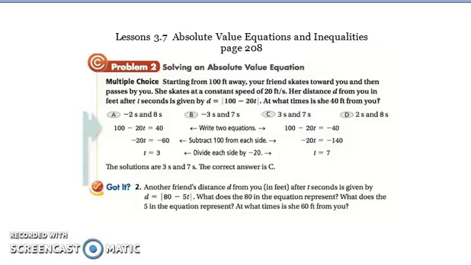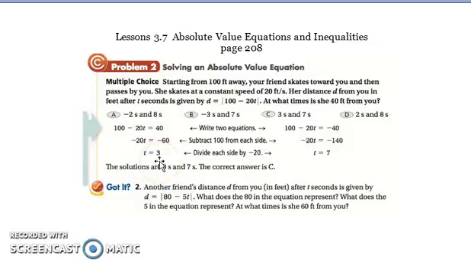Here they're giving you an equation, d equals 100 minus 20t, and then it says at what time her distance is d, so it says at what time is she 40 feet from you. So 40 is your distance, so we're going to put that in. So 100 minus 20t equals 40. Subtract the 100, that gives me negative 60, divide by negative 20, and you get 3.